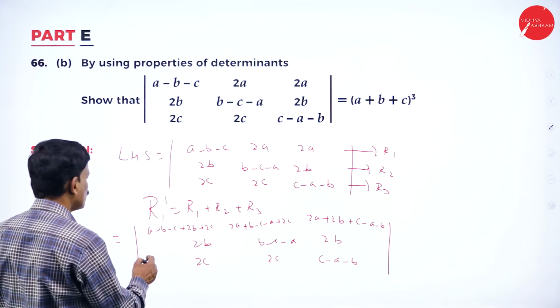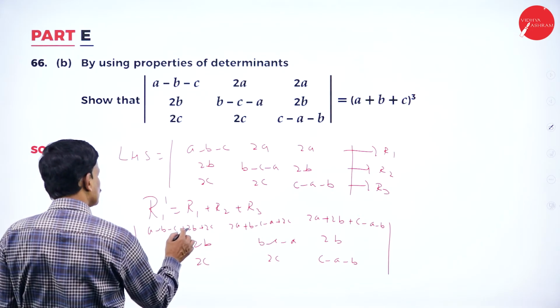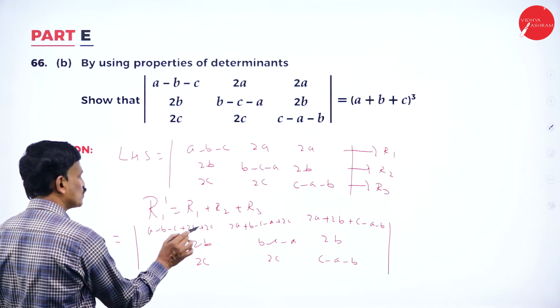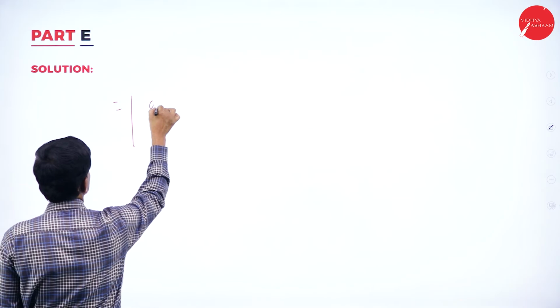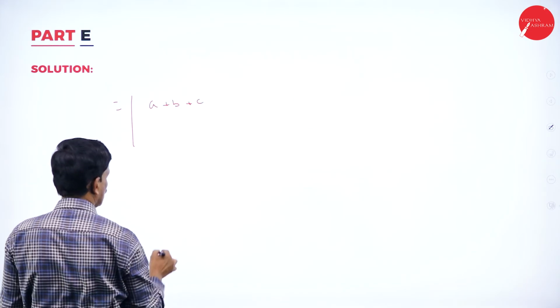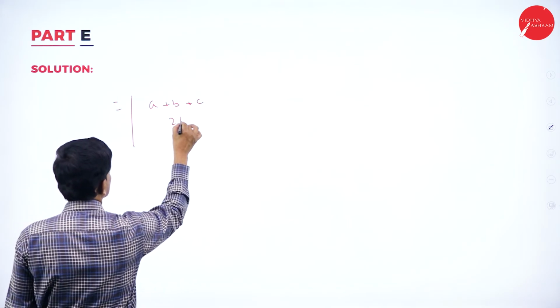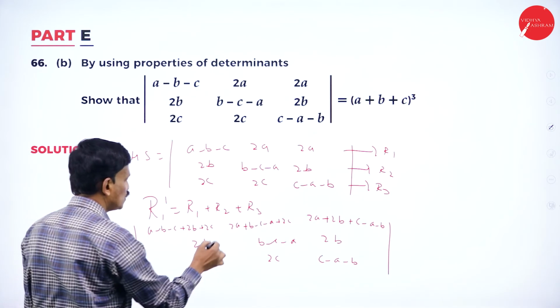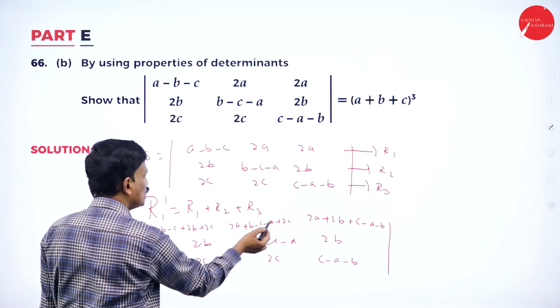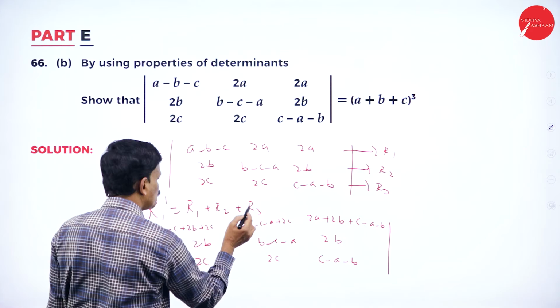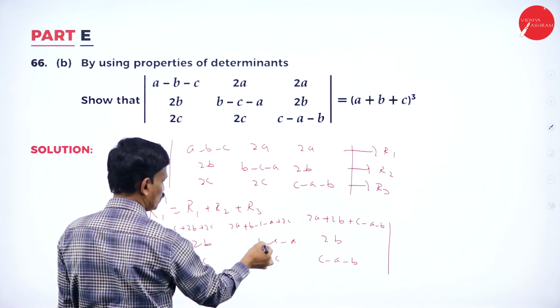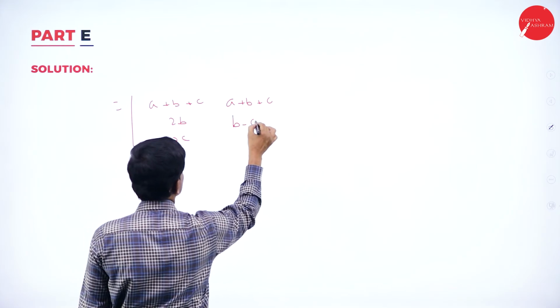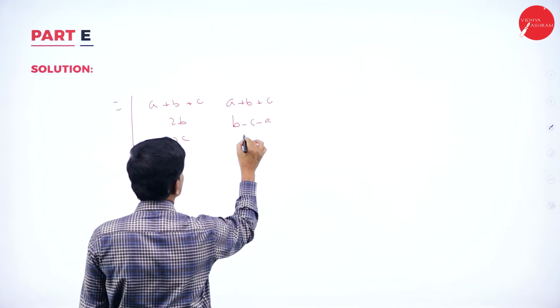So if you simplify, what happens, see. Here A as it is, plus 2B minus B is 1B, plus 2C minus C is 1C. So you will get here A plus B plus C, and this is the same, 2B, 2C as it is. Similarly in the second row, 2A minus A is A, 2C minus C is C, and B, 2B, that is nothing but A plus B plus C and B minus C minus A and 2C.